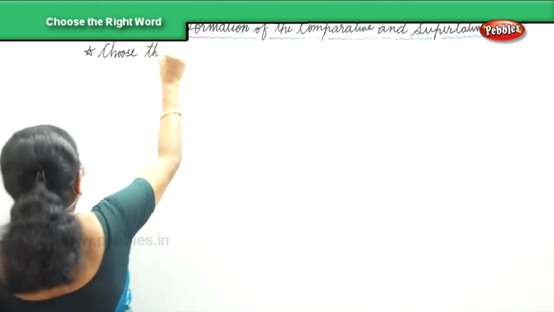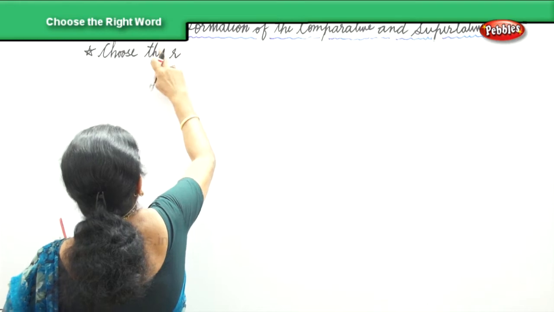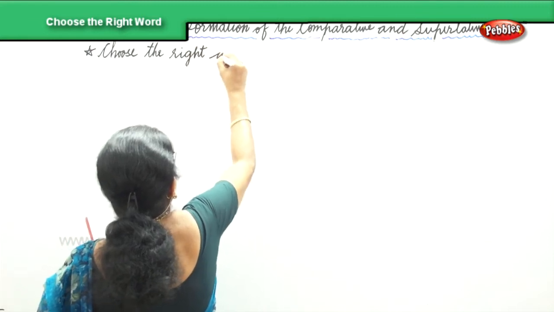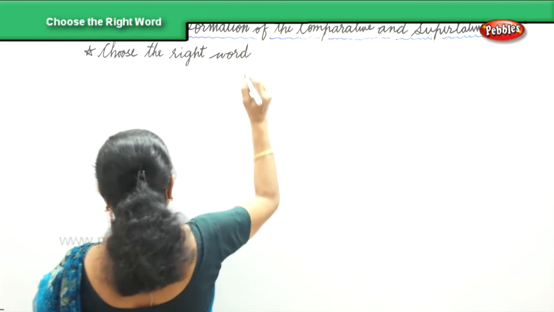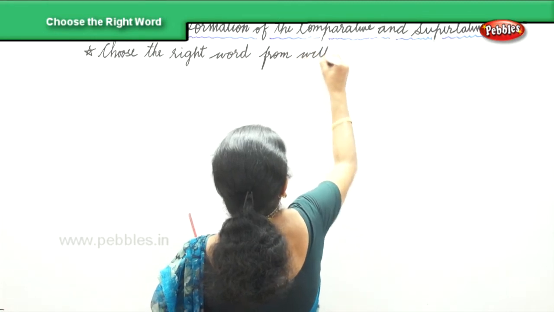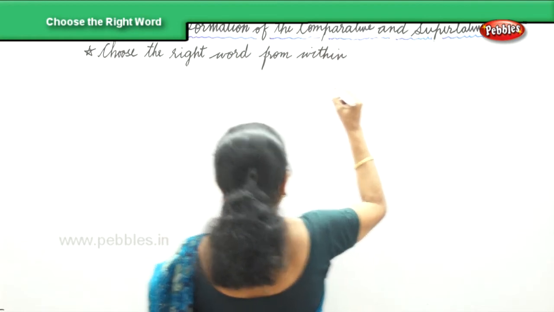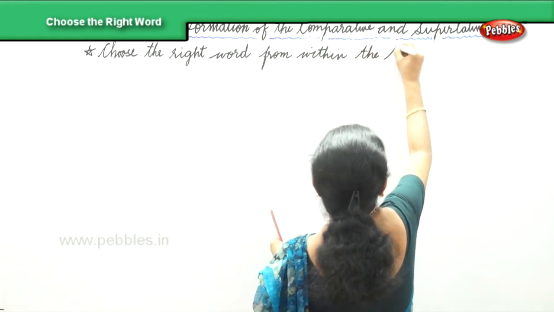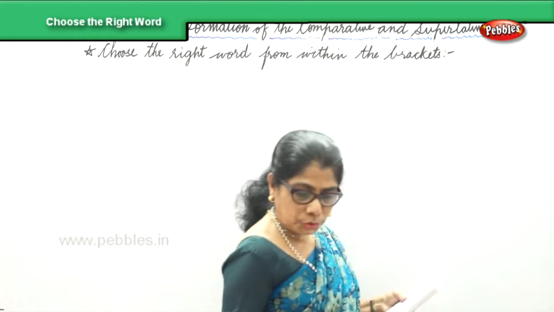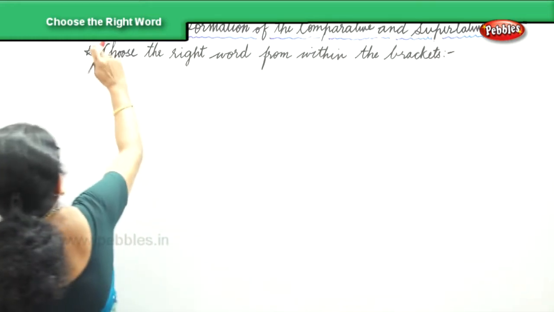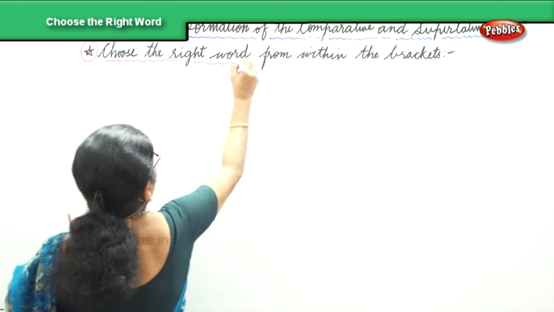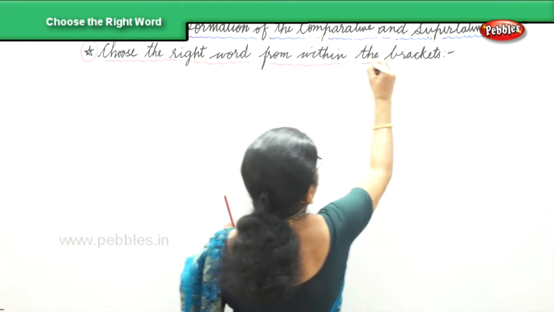Choose the right word from within the brackets. That's what we are going to do. Choosing. So what are we doing here? We are going to choose the right word from within the brackets.